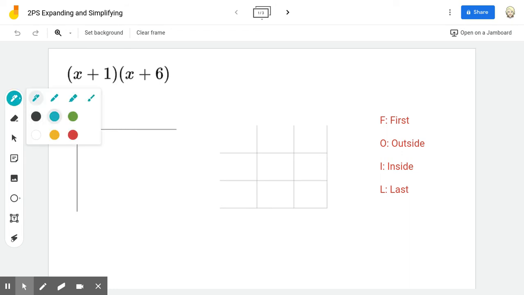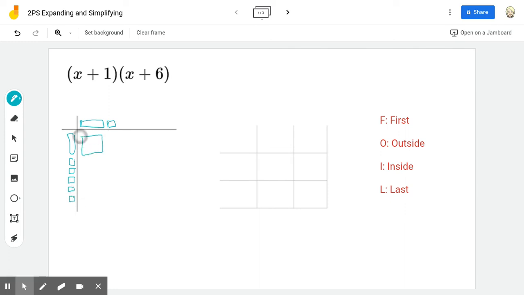Generally, the algebra tiles that we use at school are red and blue. So I keep the red ones for the negative and blue for positive. So here we would have an x plus 1. And then we would have an x plus 6. And this is obviously going to take a long time to draw all of these in.